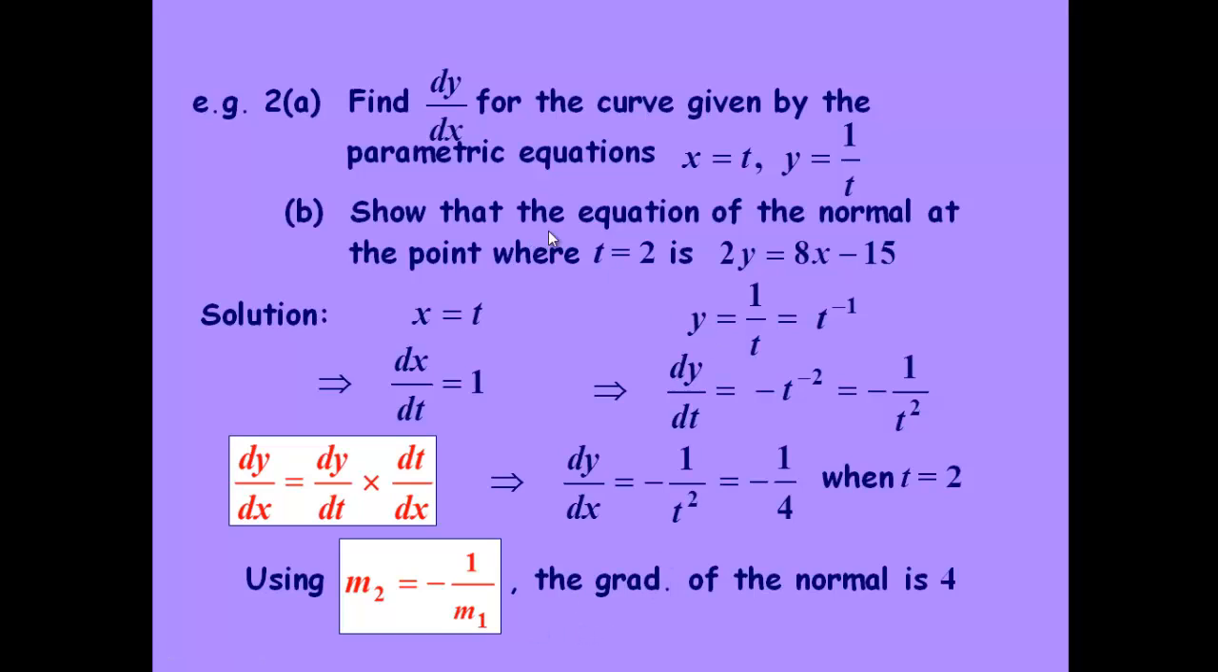We know that we're dealing with a normal here, so it's the same as the previous example with the tangent, but instead of using m now, we have to use minus 1 over the m value we found, the negative reciprocal, because remember, the normal is perpendicular, so the gradient of the normal is the negative reciprocal of the gradient of the tangent. So if we've got minus 1 quarter, that gives us a gradient of the normal of 4.